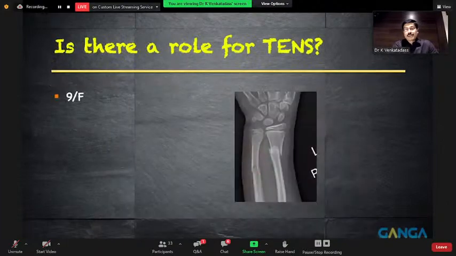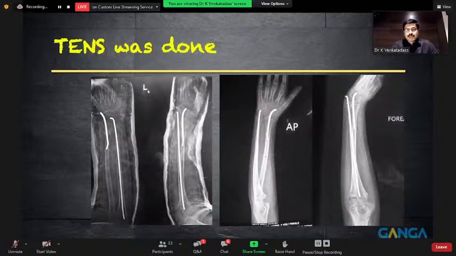So is there a role for TENS nailing? In pediatric practice now, TENS is supposed to be one of the most favorite implants, and I would say that it is one of the most abused implants as well. So this is a 9-year-old girl, and the surgeon decided to do a TENS nailing for this fracture.